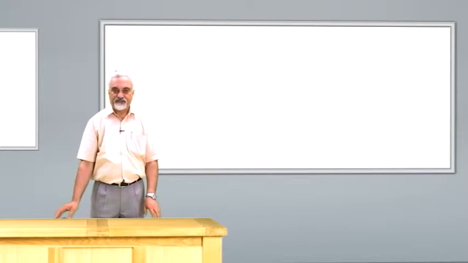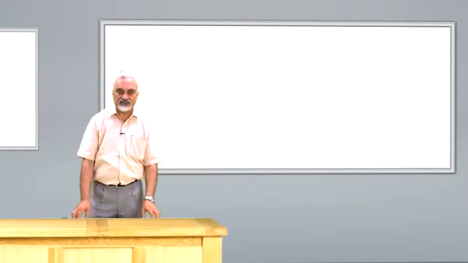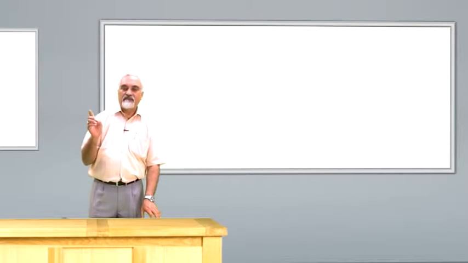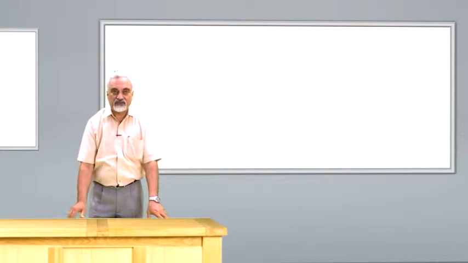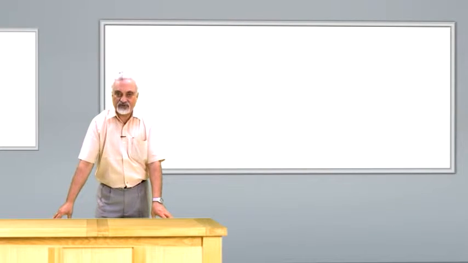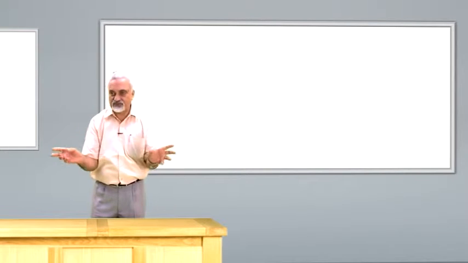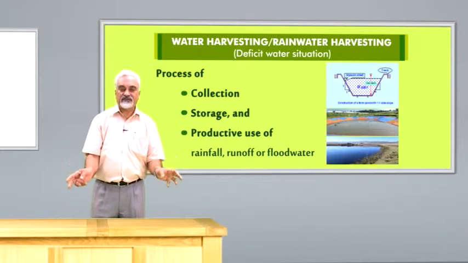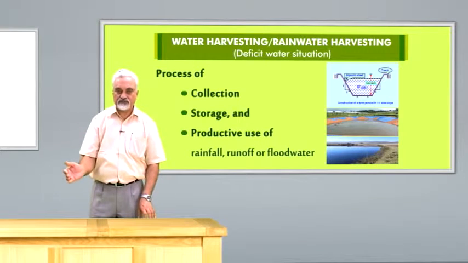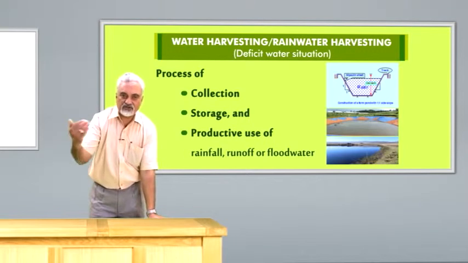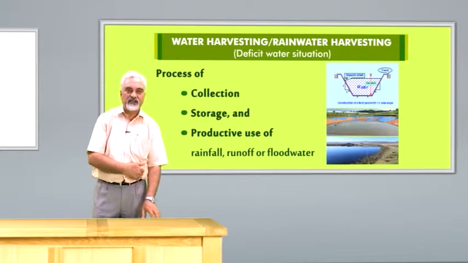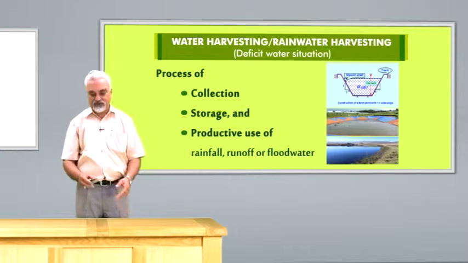Now in case there is a deficit water condition, then the farmers must go for water harvesting, which is also known as rainwater harvesting. These are synonymous terms. Water harvesting or rainwater harvesting is the process of collection of water, storage and its productive use. And this water comes either from rainfall directly, or from runoff, or from the flood water.